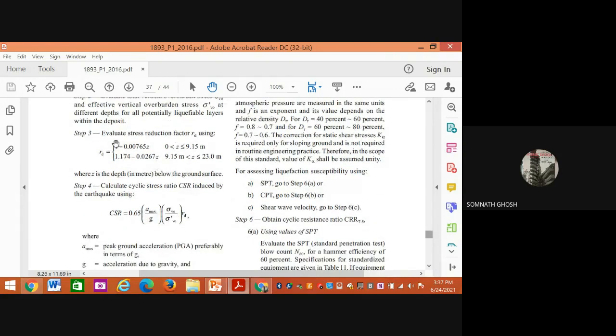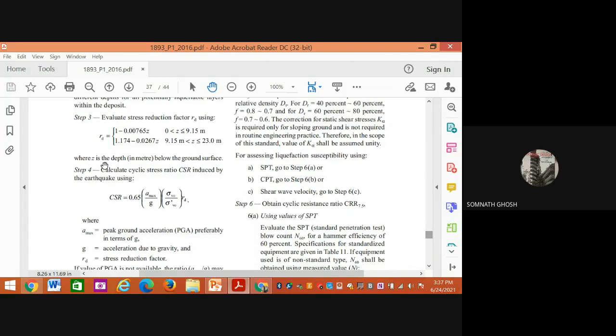Then, evaluate the stress reduction factor rd. This is obviously an empirical formula, right? Where they have given Z, the depth from the ground surface, and you will get rd. So at this stage, you have to consider it as a Bible. You can't really criticize it or try to understand what it is. It is just a parameter which is used in the liquefaction potential, right?